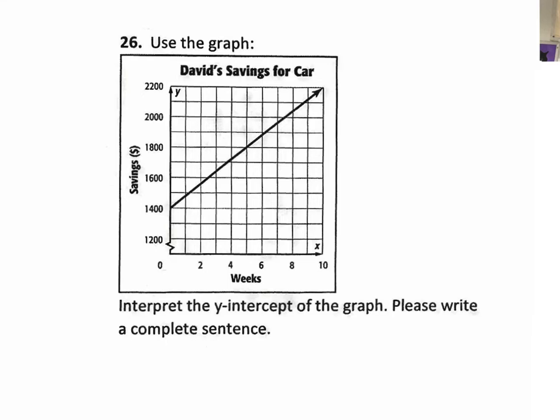So right here, I want you to just look at this and tell me what you could say about the y-intercept. Okay, so what could you guys say about the y-intercept? It increases. It's positive. Okay, we know that David's saving for a car, and we know that his savings is increasing as what goes by? As time goes by, right? As time goes by, the money that he has increases, right? Now, it's asking for us to write a complete sentence or sentences with regards to the y-intercept of the graph.